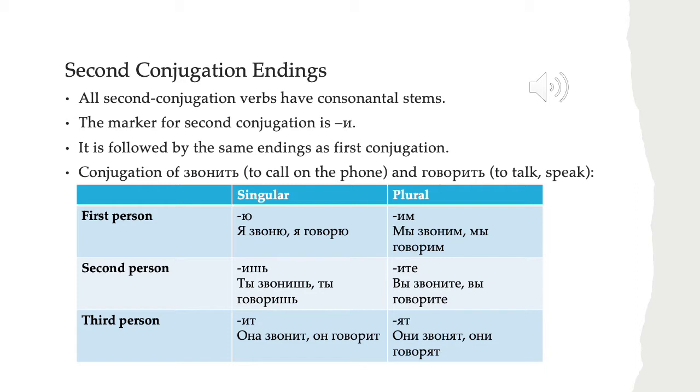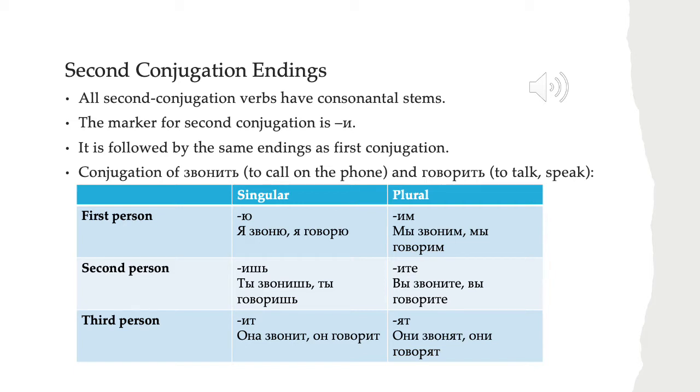And if you remember in first conjugation verbs, we had е or ё before the endings for ты, он, она, мы, and вы. In second conjugation verbs, we're going to have и before the middle person. So we're going to have и before the endings for ты, он, она, мы, and вы.